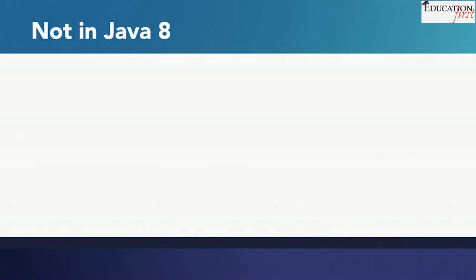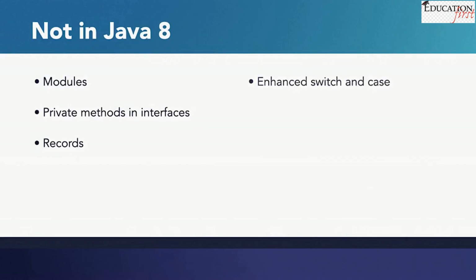Clearly, this is an ever-growing list, and this video might very well be outdated. And also, I'm not mentioning all the details here, but just to make sure you know that you cannot use at least the following features in Java 8. You cannot use modules, private methods in interfaces, records, enhanced switch and case statements, simple web server, text blocks, and a lot more.